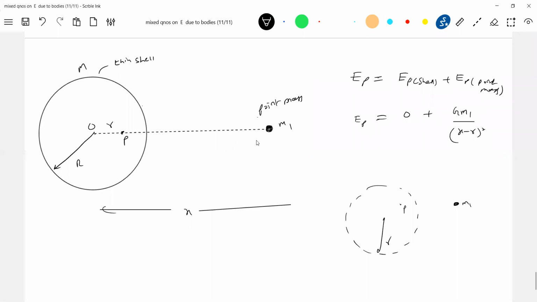Net mass enclosed by the Gaussian surface is 0. Net mass enclosed by the Gaussian surface should be 0. So therefore the field strength at point P should be 0? No, it will be non-zero. But the integral of E bar dot ds will be 0, because the net mass enclosed is 0, but E at P will be non-zero.